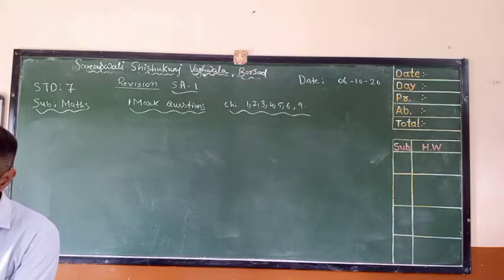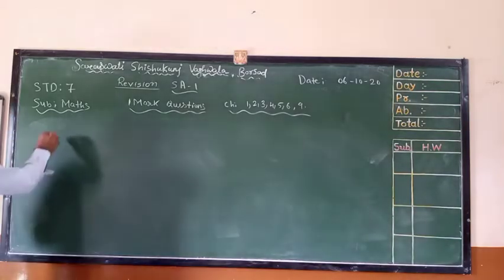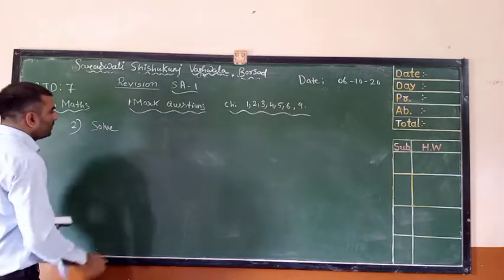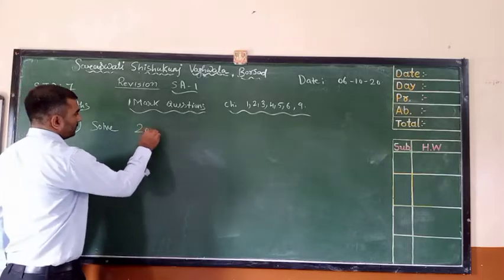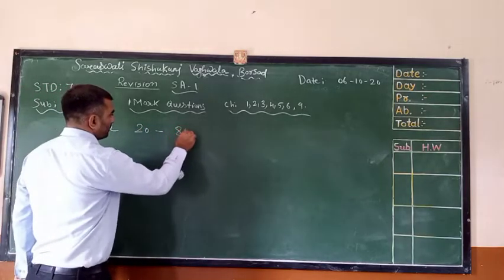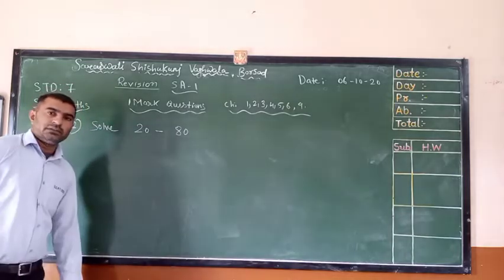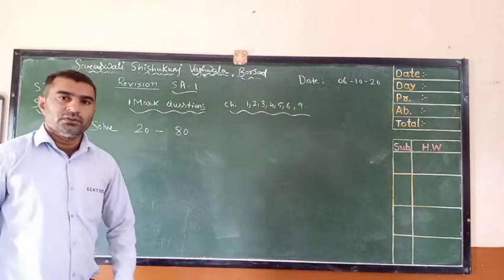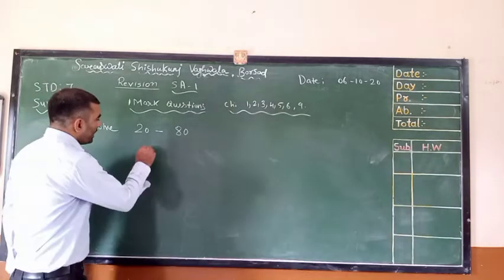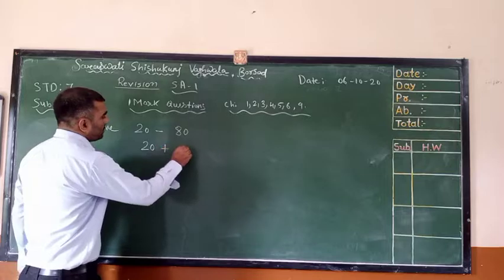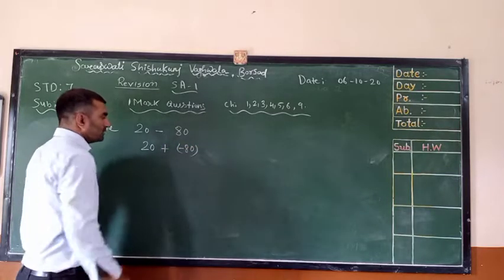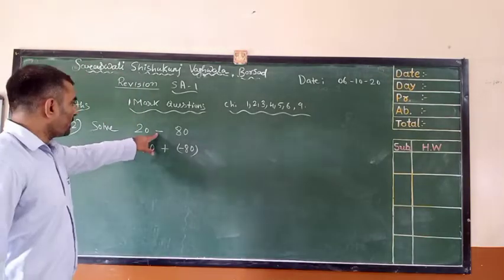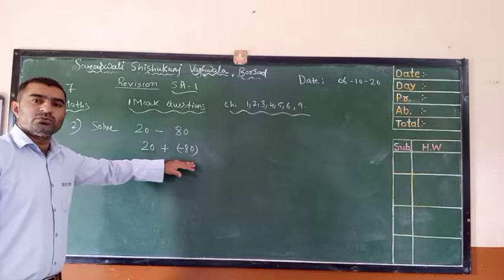Now the next question we have is the second one. Solve 20 minus 80. So this is subtraction, right? In subtraction, we can add the additive inverse, means 20 plus minus 80. So instead of subtraction, we will convert it into addition, and then we will use the addition rule.